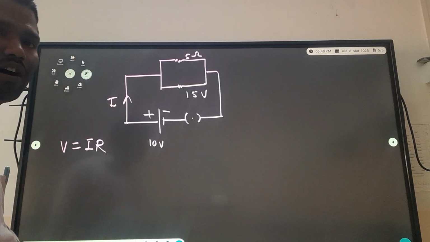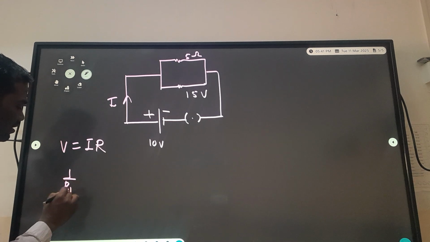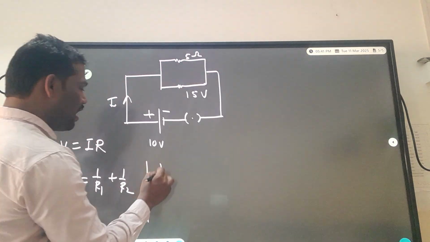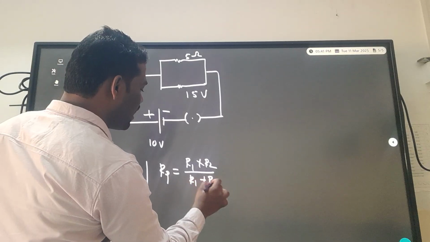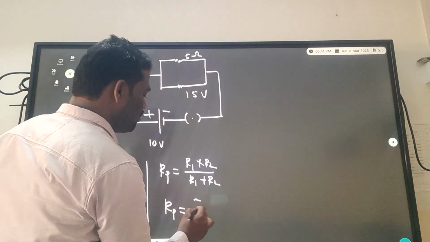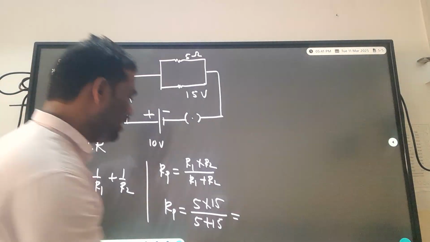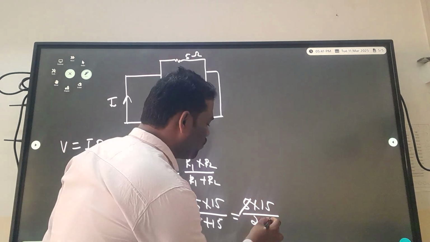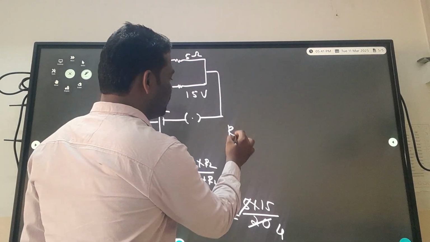As we know the formula of the resistance when resistors are connected in parallel combination, 1 upon Rp is equal to 1 divided by R1 plus 1 divided by R2. So we can directly write this formula: Rp is equal to R1 times R2 divided by R1 plus R2. Here we just have to put the values. Rp is equal to 5 multiplied by 15 divided by 5 plus 15. So what is the answer? 5 into 15 we write as it is, and the addition of 5 and 15 becomes 20. 5 fours are 20, then 15 divided by 4.